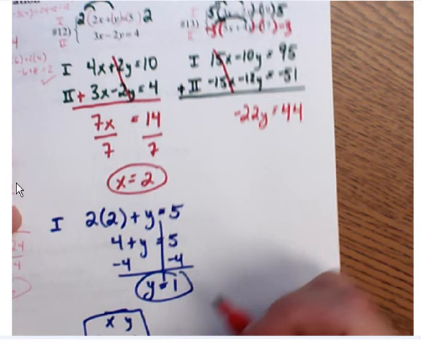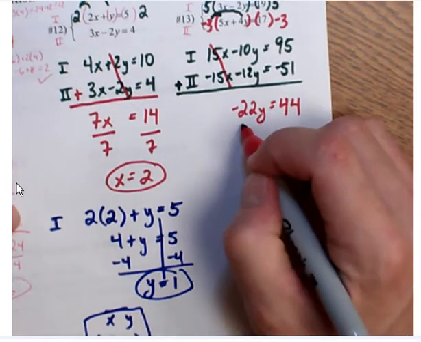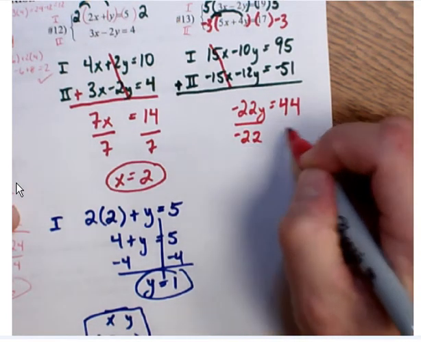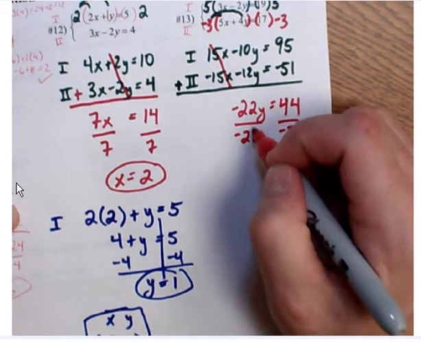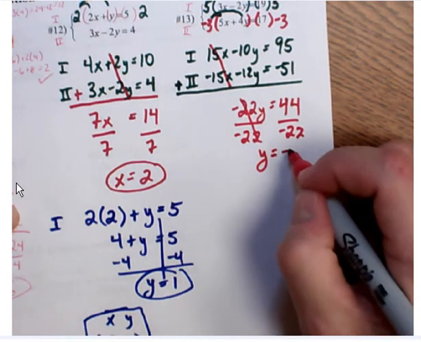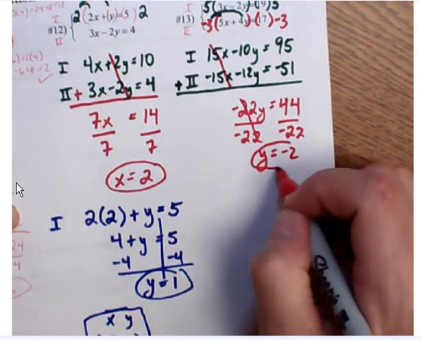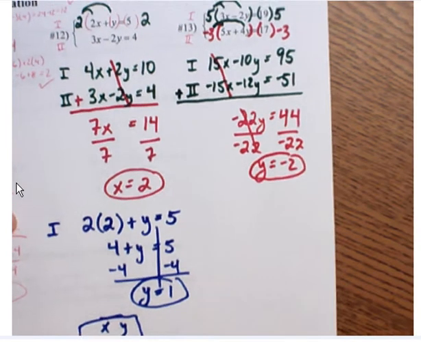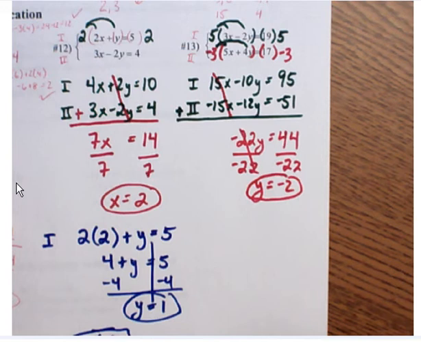Okay, now we can solve this. This is actually going to work out nicely. Divide by negative 22, so we get positive 1y. That's what we want, positive 1y equals negative 2. And we have an answer for y. Now we're not done. We need to find the x.